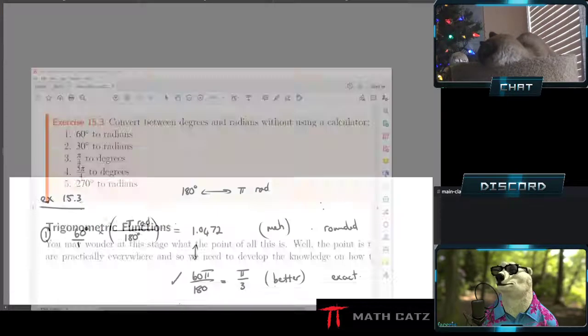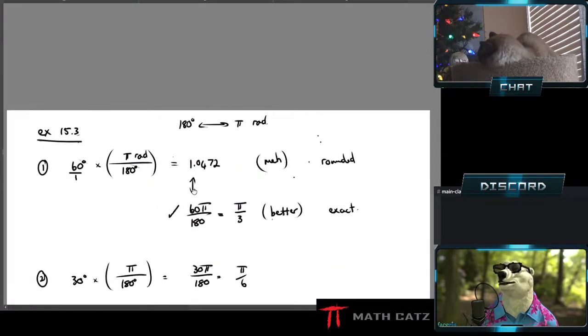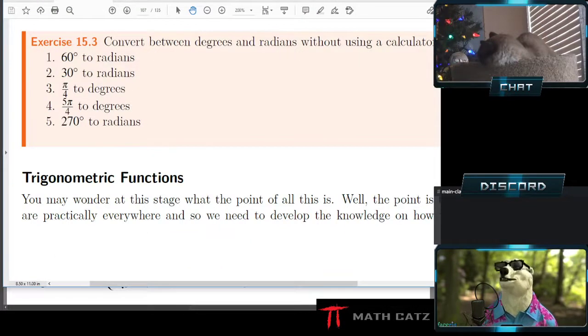Next one, 30 degrees. Same thing. Multiply by my reference pair so that the degrees cancel. 180 degrees have to be at the bottom. 30 over 180, pi at the top. Looking for the exact one, simplify the fraction 30 over 180, I get 1 over 6, pi over 6, which makes sense because 30 degrees is 1/6 of 180, so the corresponding radian measure should be 1/6 of pi, pi over 6. Just takes time. When you're seeing this for the first time, it just takes time, like anything.